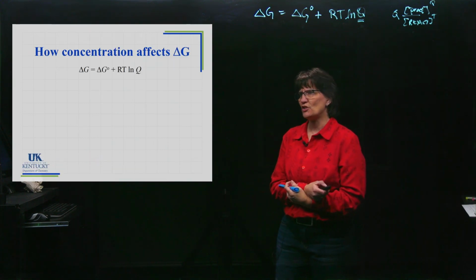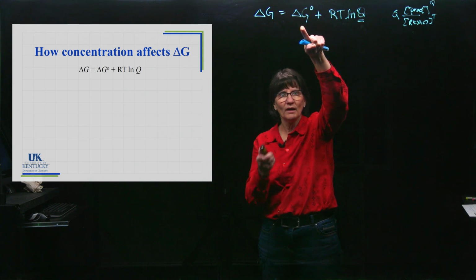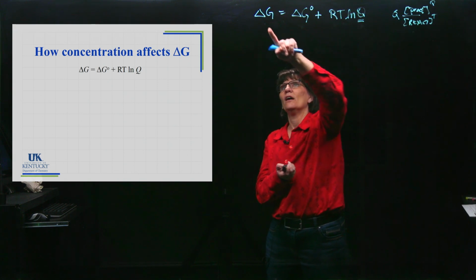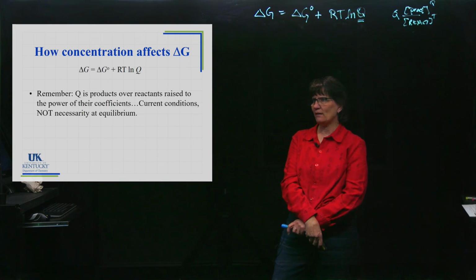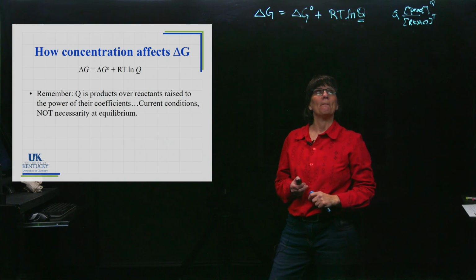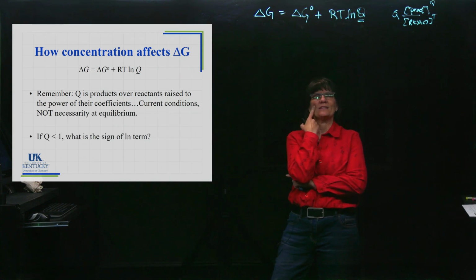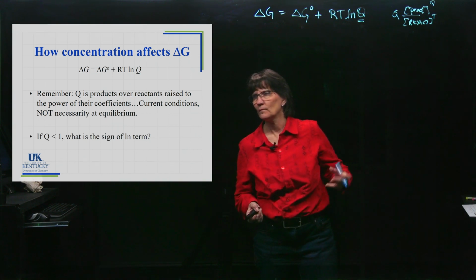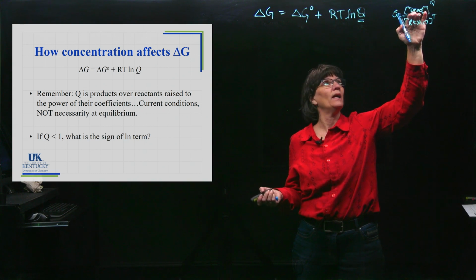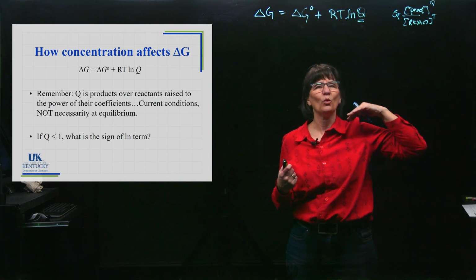So how does concentration affect this delta G? This doesn't change. This is a snapshot in time when everything's 1 molar or 1 atmosphere. But how does concentration, this part, affect that? Q is products over reactants raised to the power of its coefficients, and it is not necessarily at equilibrium. Now let's think about a Q that's less than 1. If Q is less than 1, we have a lot of reactants, not very many products. That would be a fraction.